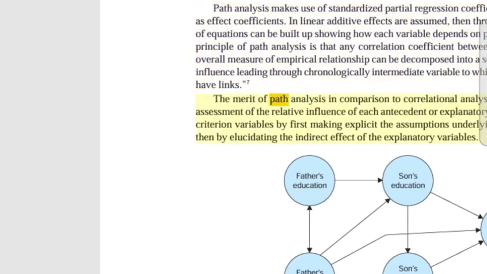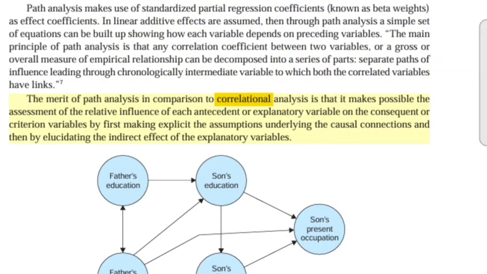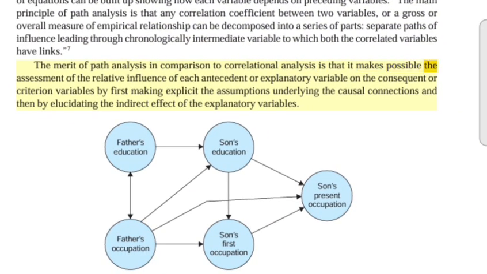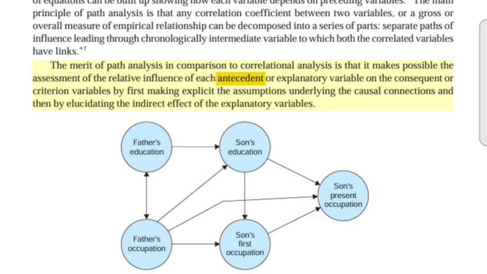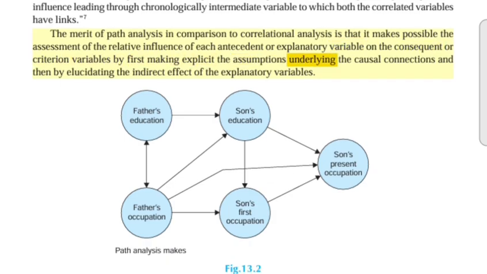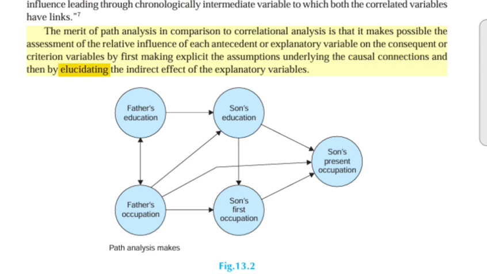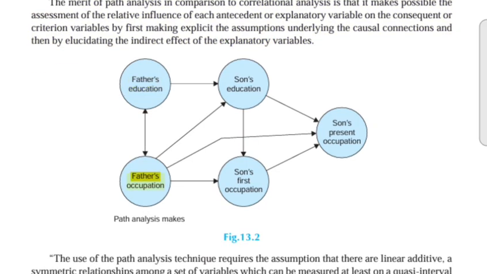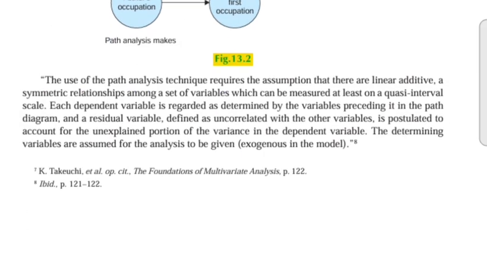The merit of path analysis in comparison to correlational analysis is that it makes possible the assessment of the relative influence of each antecedent or explanatory variable on the consequent or criterion variables by first making explicit the assumptions underlying the causal connections and then by elucidating the indirect effect of the explanatory variables. Father's education, father's occupation, son's education, son's present occupation, son's first occupation. Path analysis, Fig. 13.2.